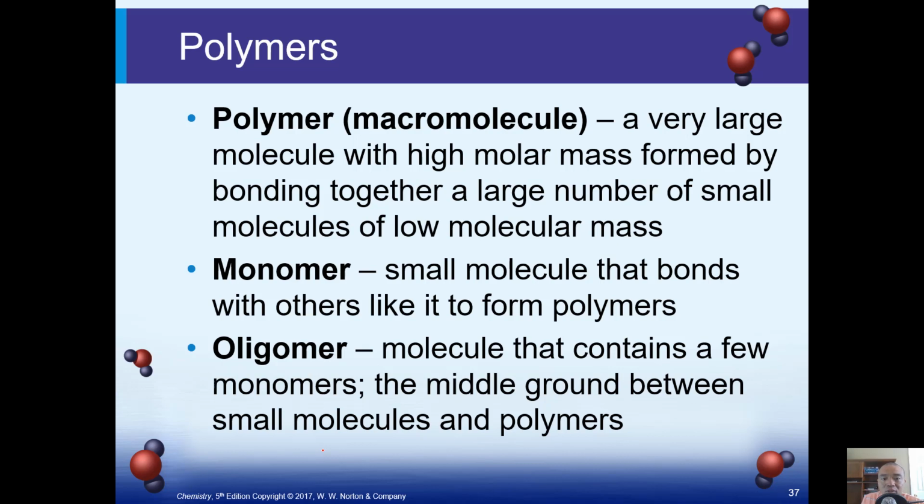Now let's talk about polymers. A very large molecule with high molar mass, formed by bonding together a large number of small molecules of low molecular weight, is called a polymer. Typically, polymers have masses exceeding 1 million grams per mole. Examples include polyvinyl chloride, or PVC, used to make drain pipes and other building materials, and Teflon, used for non-stick coatings.